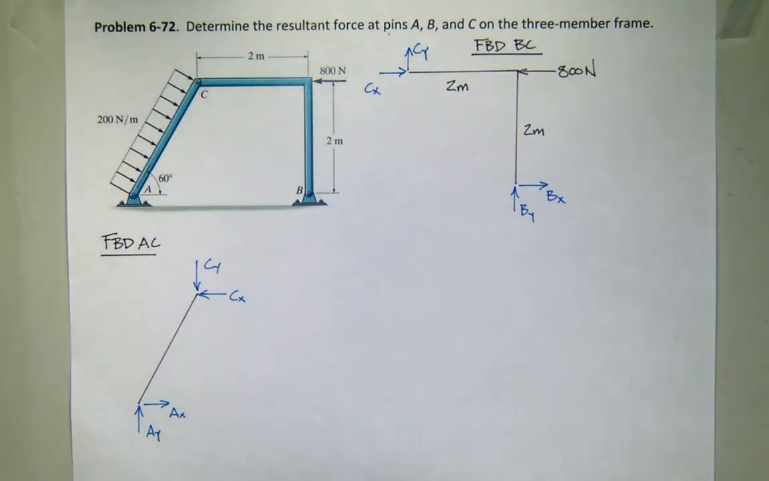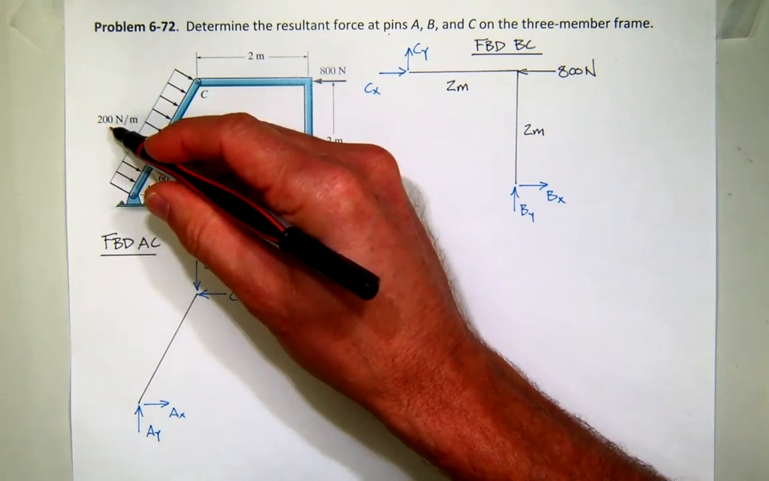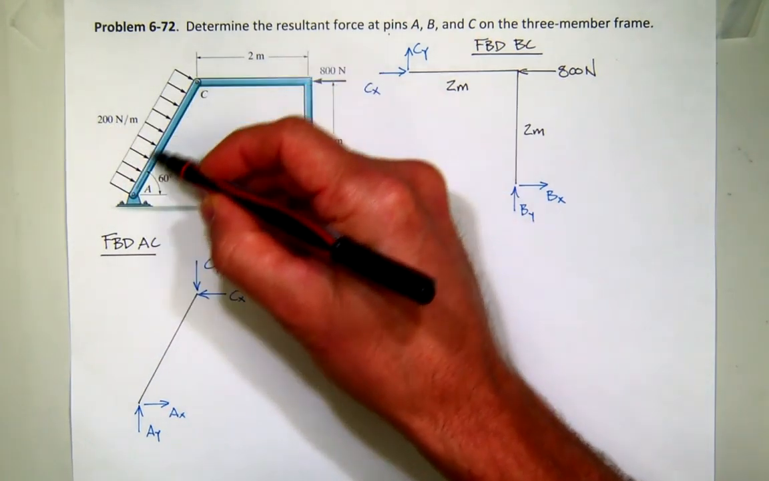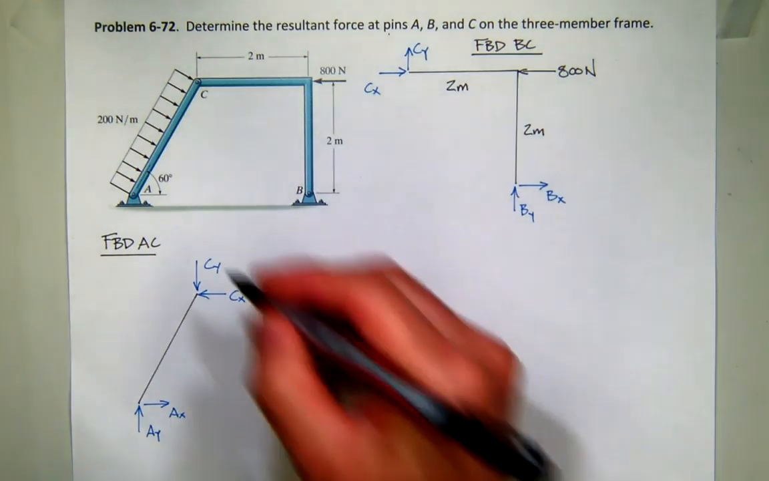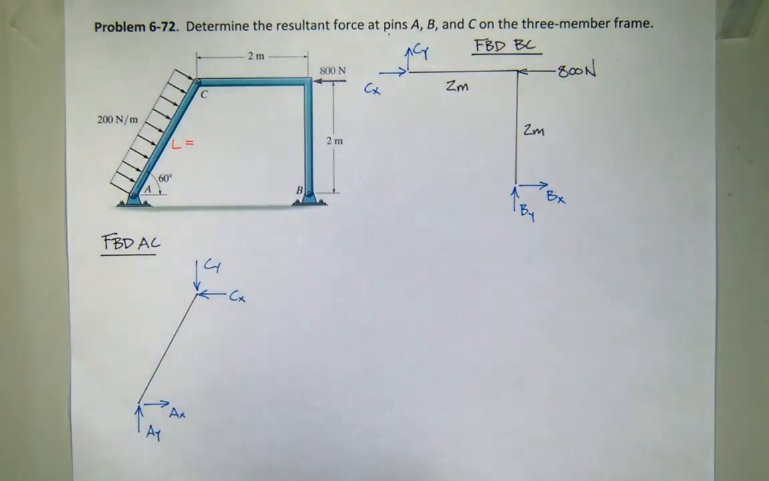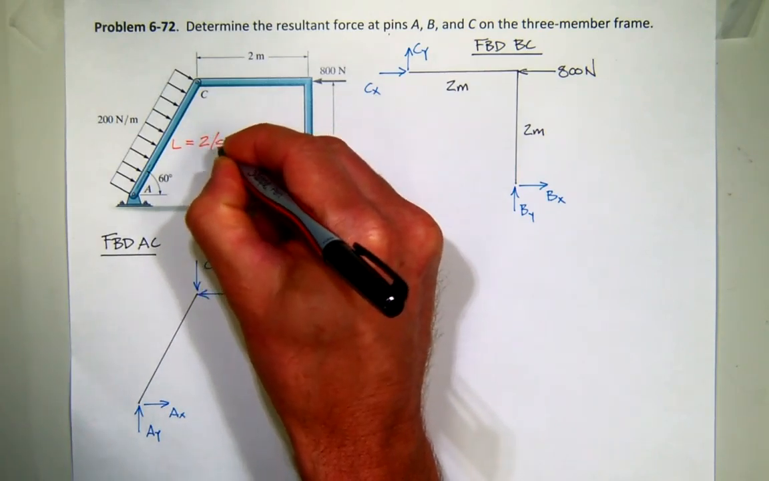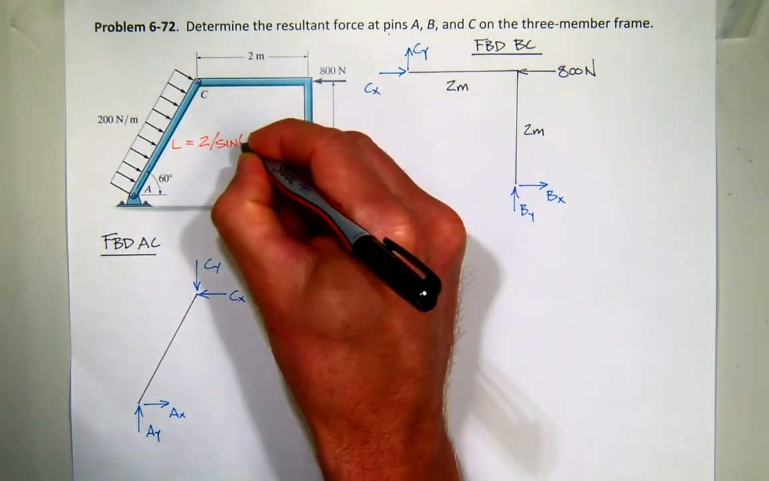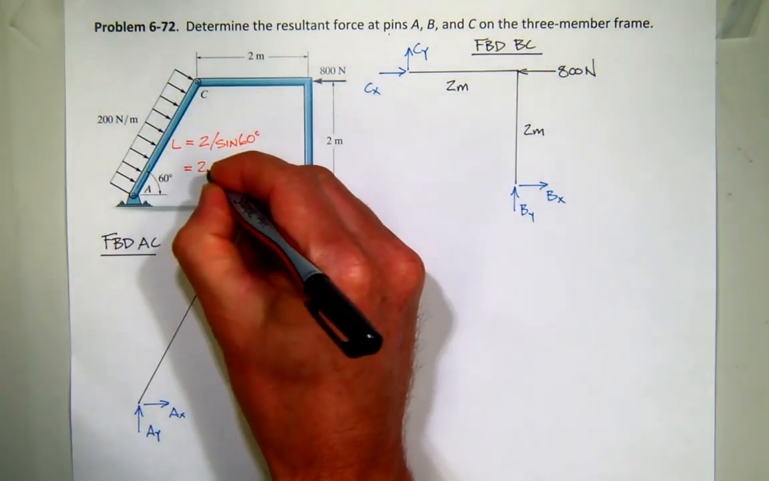Calculate the force. What's the resultant force of that distributed load? Right, so I need to find the area of this curve, so I know the height is 200 newtons per meter, and what's this length? 2 divided by sine of 60. Correct. So I'll just come back up here and say this length is going to be 2 divided by sine of 60. What is that? 2.31 meters.